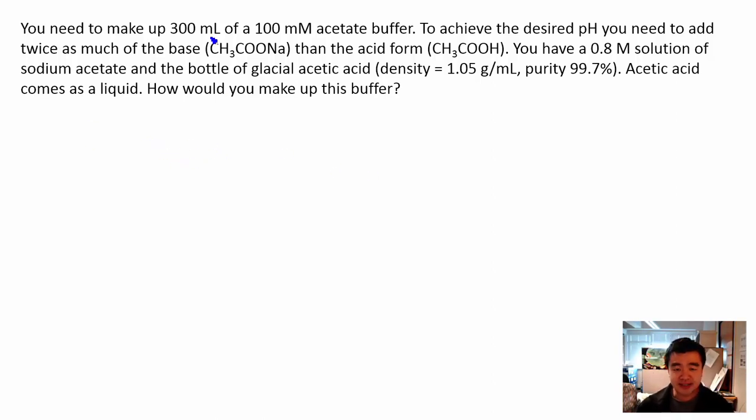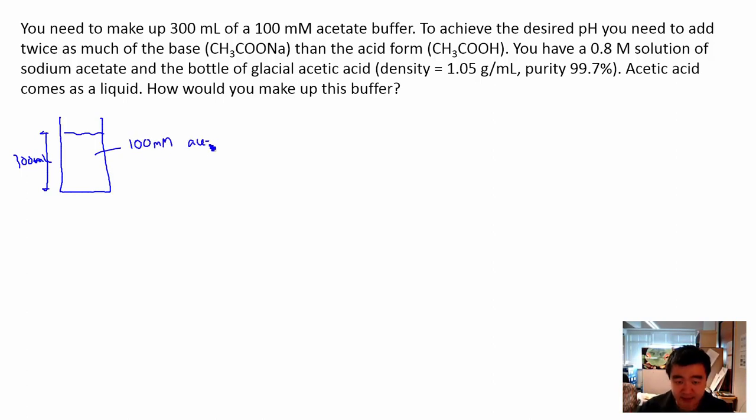Okay, so this question is asking us to make up a buffer, and it's saying that we need 300 mils of this buffer. Okay, so this 300 ml buffer has to be a 100 millimolar acetate buffer. And it has to be a certain pH.